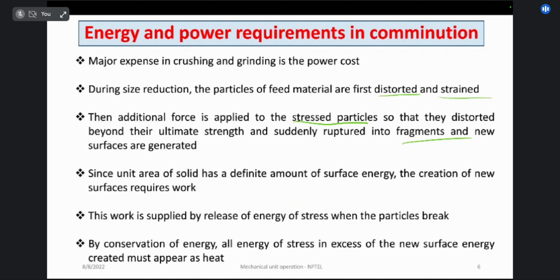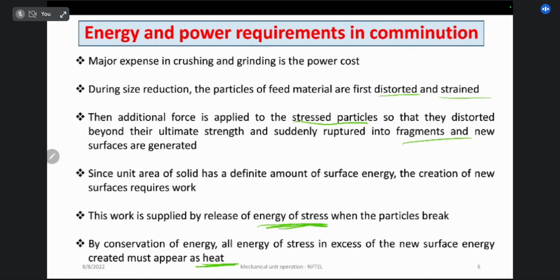And this work is supplied by the release of energy of stress when the particles are broken. Whenever particles are broken, a large amount of energy is released. Most of the time it is released in the form of heat. As correctly mentioned by the conservation of energy, whatever energy is released in this particle breaking or ejection operation is converted into heat.